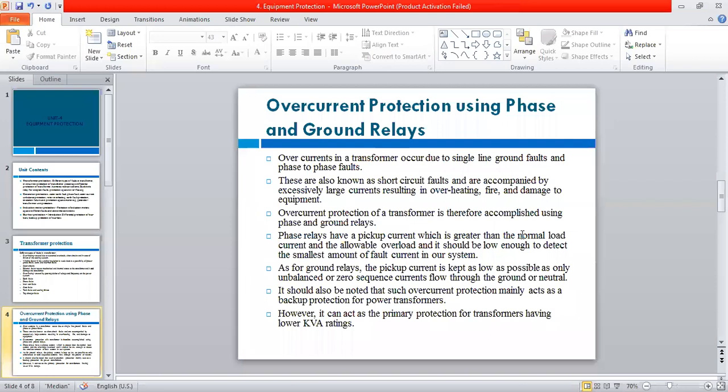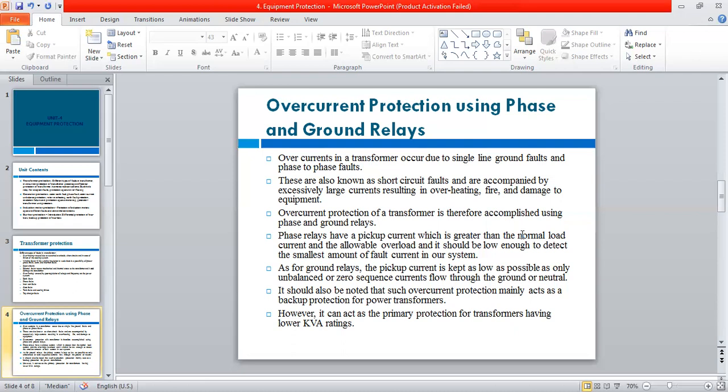Only unbalanced and zero sequence currents flow through the ground and neutral. Because the current flowing through the neutral or through ground is the unbalanced fault current. It is the unbalancing of the phases, and there is a zero sequence current. You have seen that in power system.